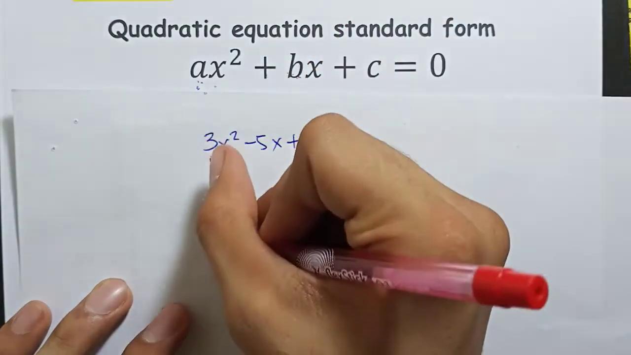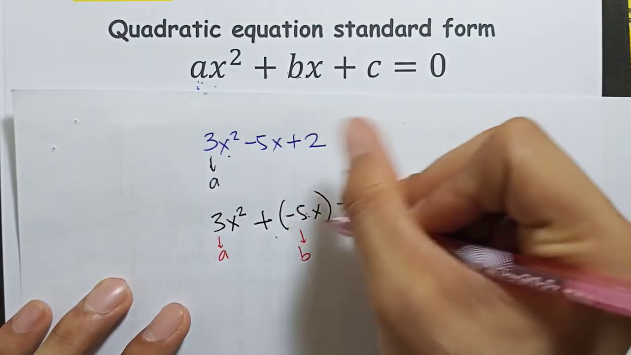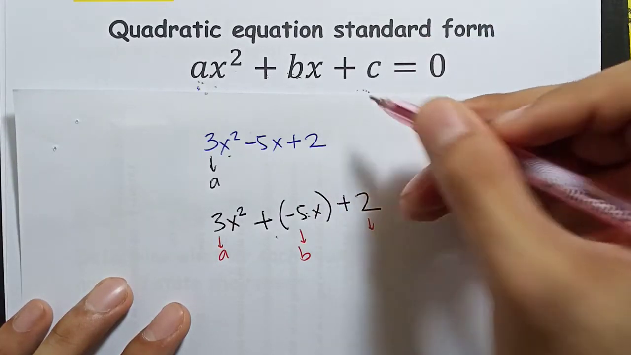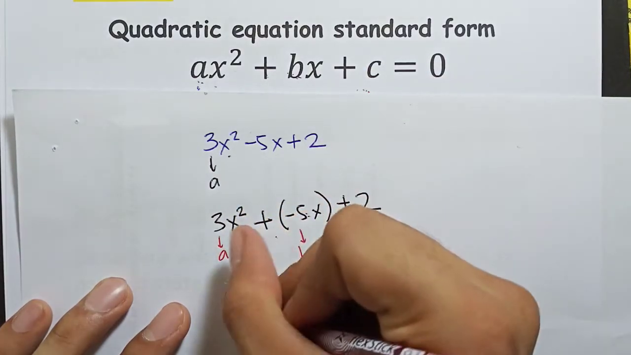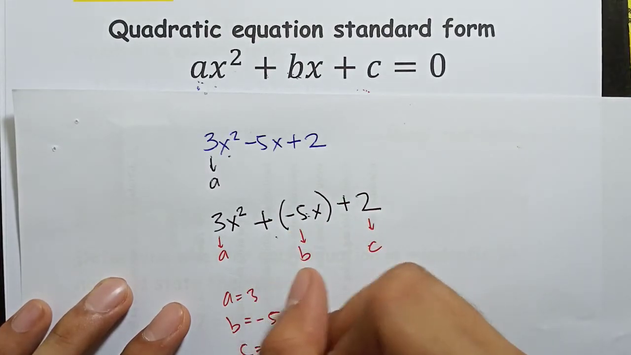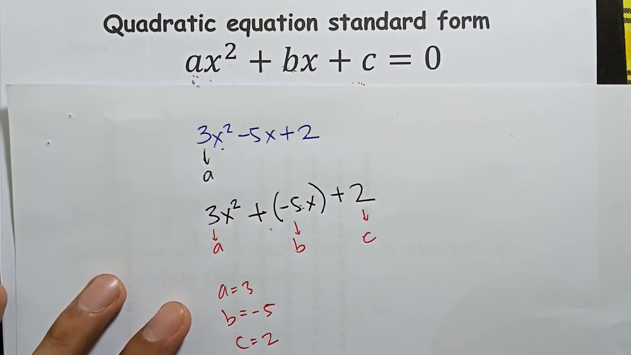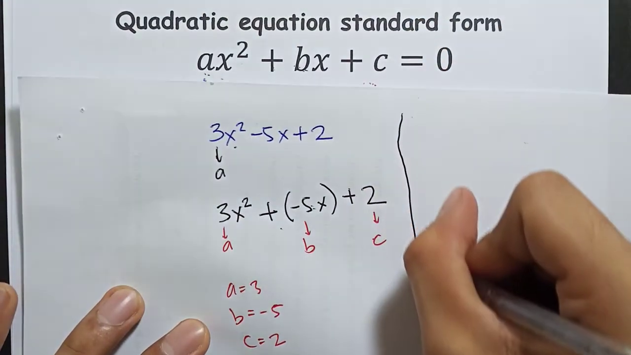Wait lang, gamit akong ibang kulay. So, si 3 ay yung a natin, then si b natin is si negative 5. Then, yung c natin, or yung constant natin, ay si 2. So, a is equal to 3, b is equal to negative 5, and c is equal to 2. So, ganun lang. Mamaya papa-identify ko sa inyo yung mga value ng a, b, and c in a given quadratic equation. So, mahalaga na maintindihan nyo to.